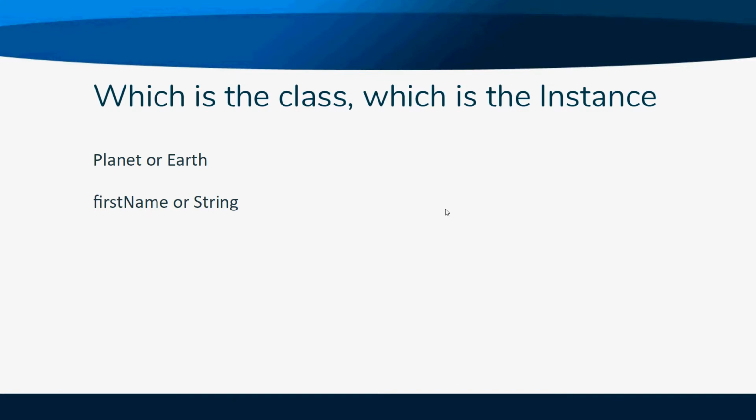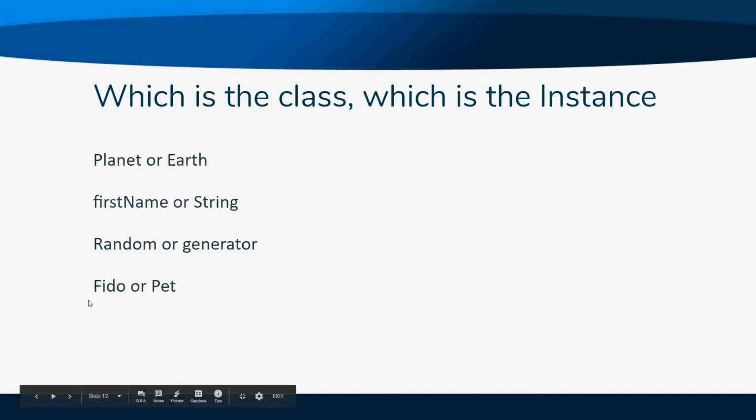Okay, let's do another one. Random or generator? We've done this one before too. We know that generator is of type random, so we've created an instance of our generator using the class random. Okay, last one. Fido or pet? Which would be the class and which would be an instance of the class? Okay, if you have some sort of dog that's a pet named Fido, that would be of type pet. So Fido is an instance of the class pet.